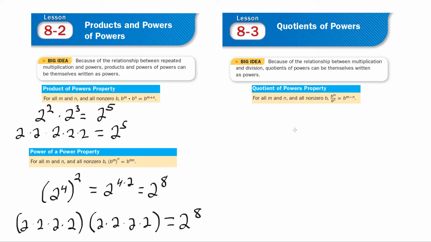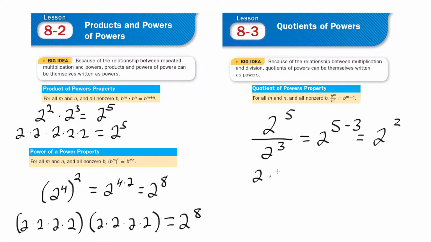Okay, back to our 2 example. Let's go 2 to the 5th divided by 2 to the 3rd. They would tell us that that's m, the numerator's power, minus the denominator's power. That's 2 to the 5 minus 3, which is equal to 2 squared. Why does it work? Remember what 2 to the 5th represents. It represents 2 times 2 times 2 times 2 times 2. 1, 2, 3, 4, 5. Yeah, there's 5 of them.